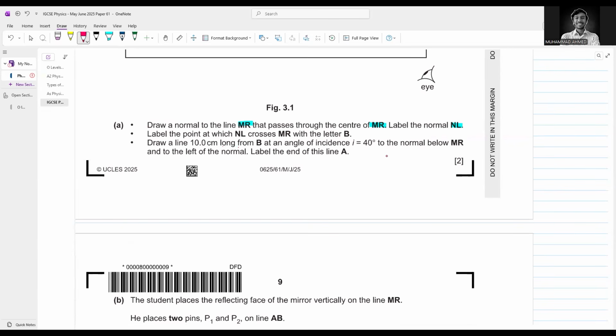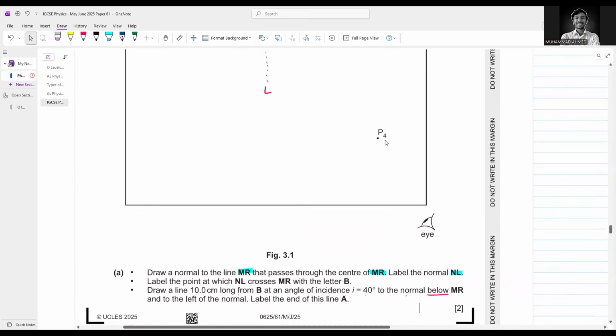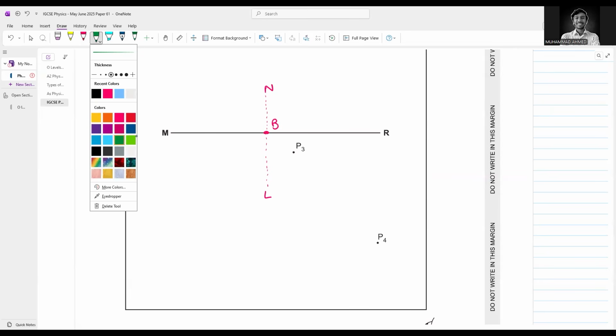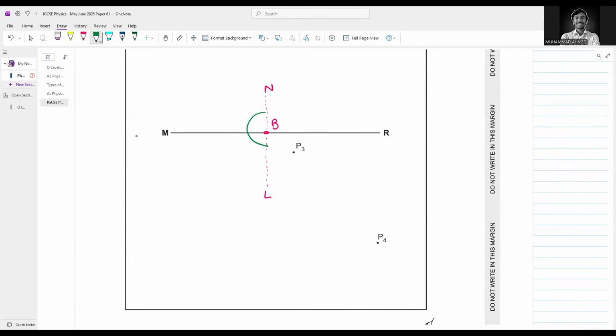Draw a line 10 centimeter long from B at an angle of incidence 40 degree to the normal below MR. ठीक है below MR बनानी है हमने. And to the left of the normal label the end of this line A. अच्छा basically हमने करना क्या है? You will take a protractor. Let's take a green color protractor. You will place the protractor like this. और protractor पे जहाँ पे 40 डिग्री आ रहा है you will draw a 10 centimeter there.